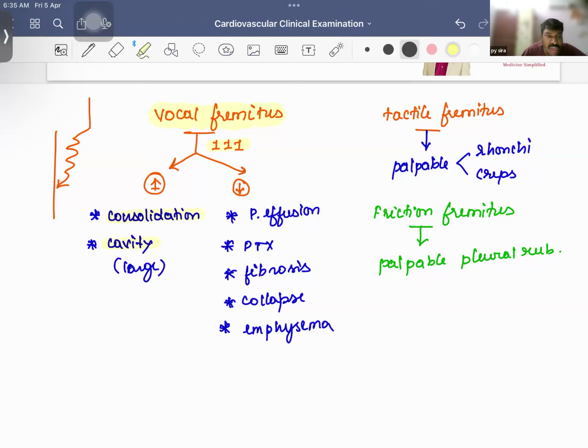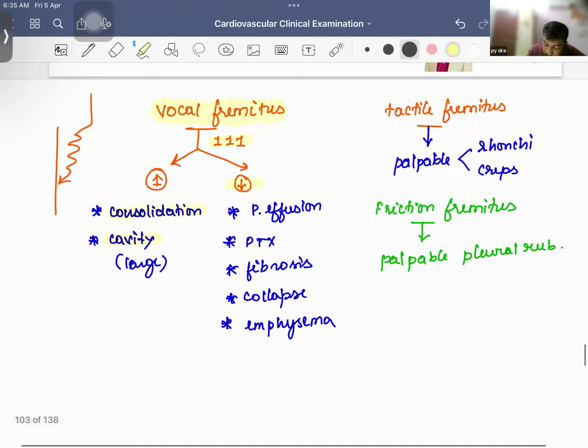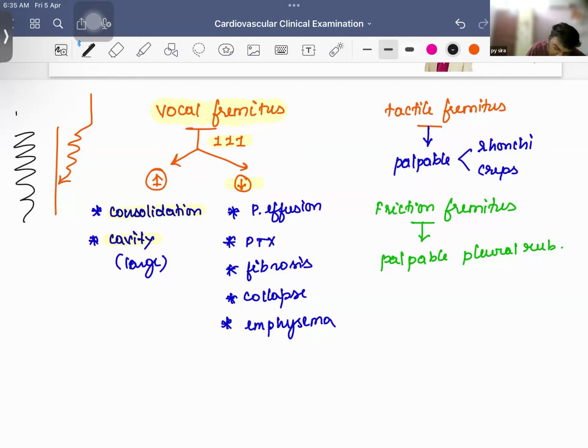So you have to take note of this: whenever a patient comes to you with consolidation and cavity, you have to check for vocal fremitus. Second, whenever the sound is decreased, it is seen where there is no quality lung tissue or the lung tissue is far away from the chest wall, such as fibrosis, collapse, pleural effusion, and pneumothorax. This is very important.